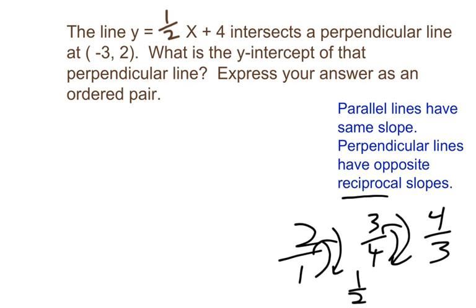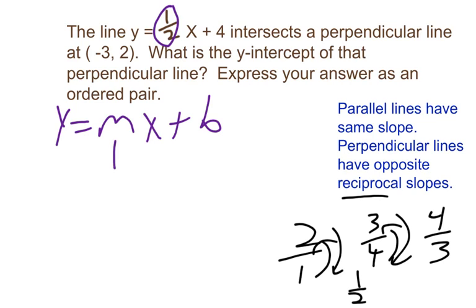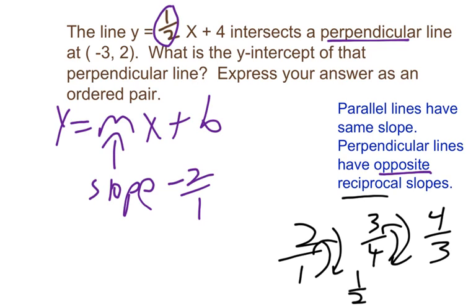We have our slope is 1/2 because this is in y equals mx plus b form. And remember, the number in front of the x is your slope, so that m is my slope. So that 1/2, since it says perpendicular, I'm going to flip it, which makes it 2/1. And I'm going to change the sign of it because it says opposite reciprocal. That means I changed the sign to a negative because it was a positive. Alright, so that's my new m. My m is negative 2/1 or just negative 2.